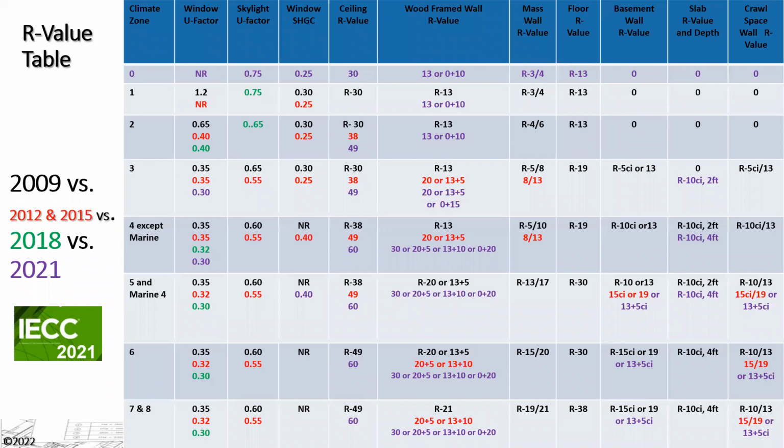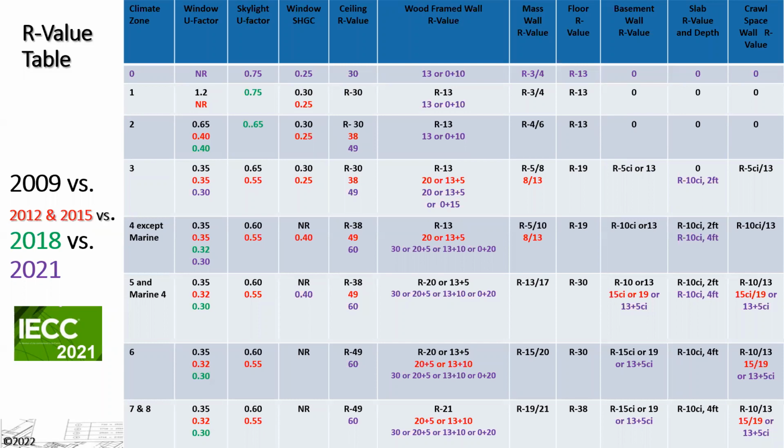So if we look at ceiling insulation, for example, in our climate zone, in the 2009 IECC it was R38, and then from the 2012 on, all the way up until the 2021 IECC, we were on R49, and then in the 2021, it changed to R60 attic insulation. So in some categories we've had some big changes, and in some we haven't.